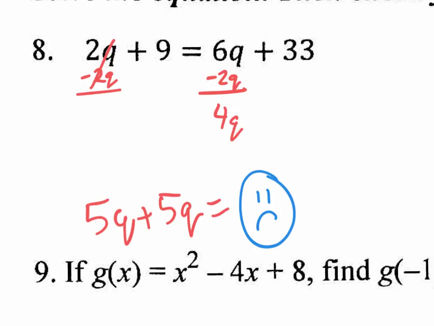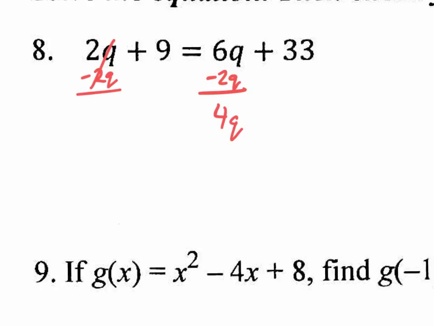Okay, so let me erase this. Back to this. We canceled out 2Q because that's 0. 6Q take away 2Q is 4Q. Let's bring down everything else: 9 plus 33. So I need to get the Q by itself on the right side.